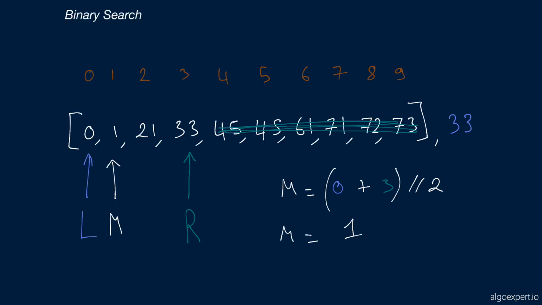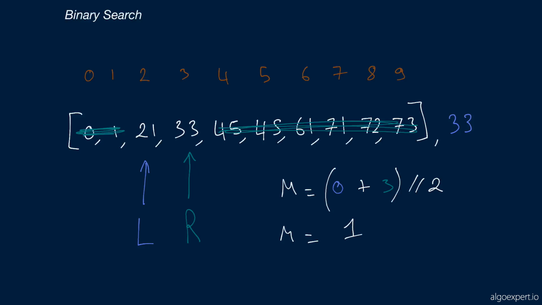1 is not equal to 33, so we're not done. We have to keep looking. 1 is smaller than 33, so that means that every number to the left of 1 must also be smaller than 33, since we're dealing with a sorted array. So what we can do is grab our left pointer this time and move it 1 position to the right of the middle pointer, which is here. We can erase our middle pointer, and we can cross out this entire left section of the array, which we've now eliminated.